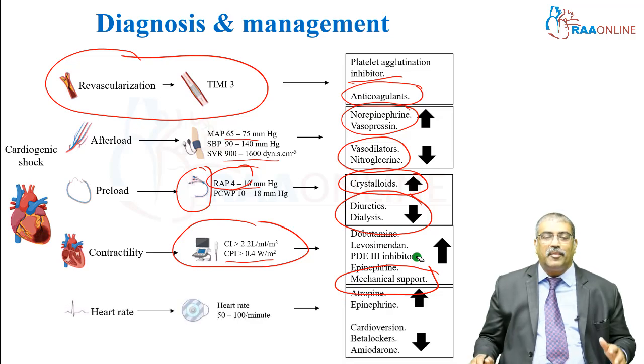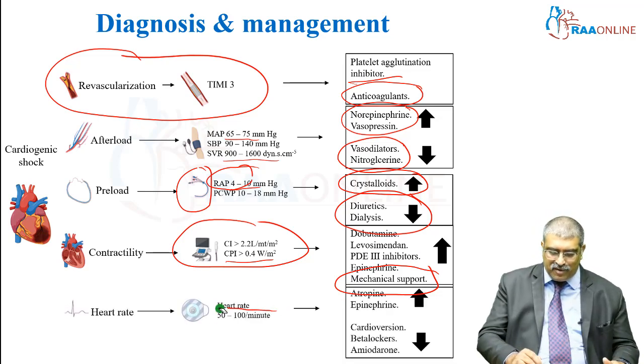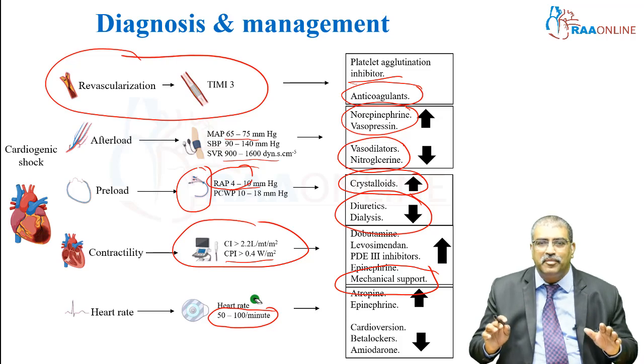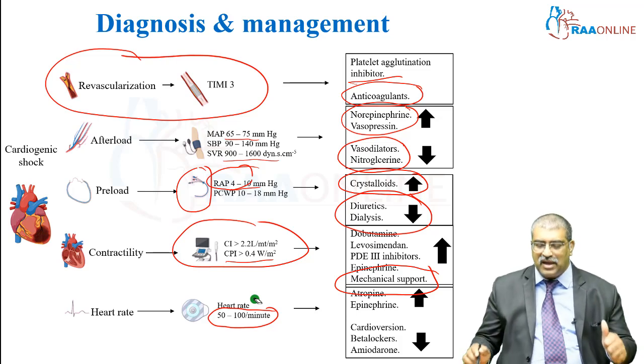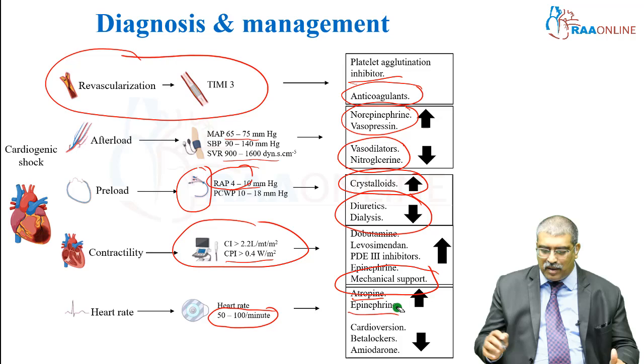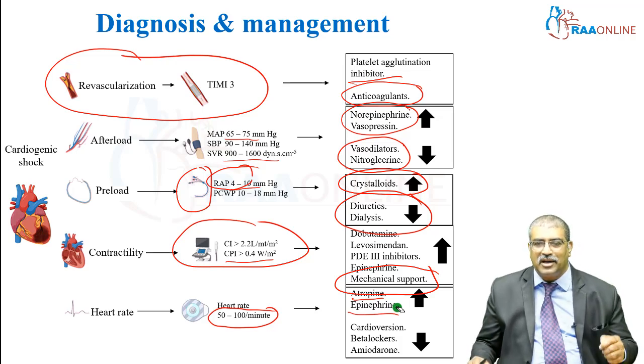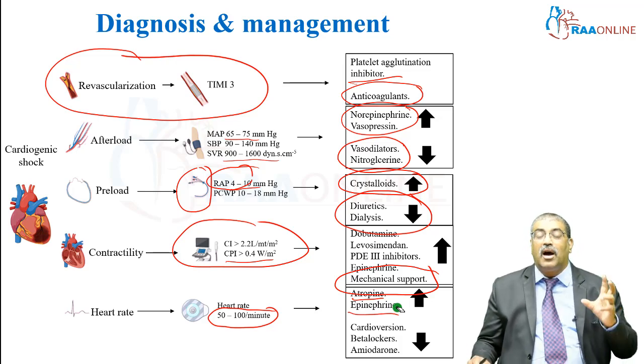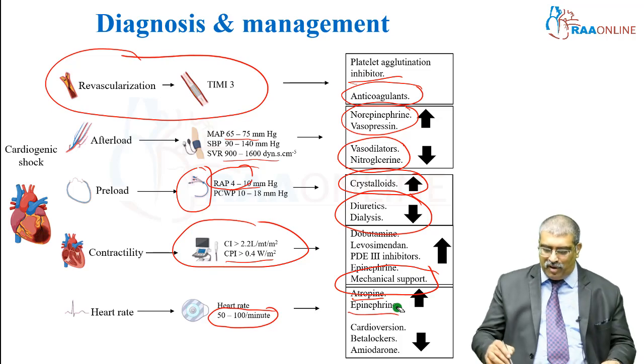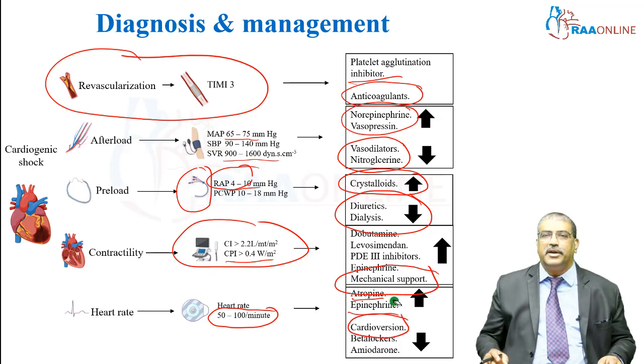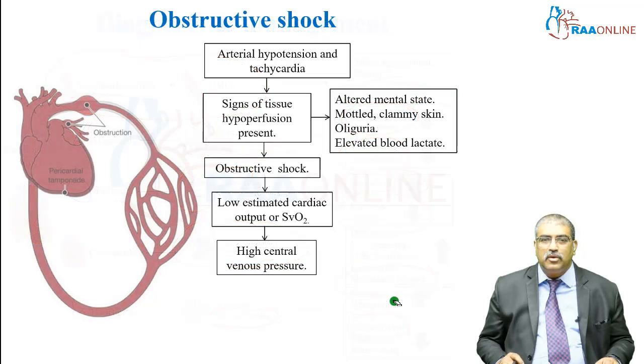Coming to heart rate, the ideal heart rate will be around 50 to 80 beats per minute. To increase the heart rate, you can use atropine or epinephrine. To decrease the heart rate, you can use beta blocker, Cordarone, and in case the rhythm is really abnormal, you can go for cardioversion. Now coming to obstructive shock.